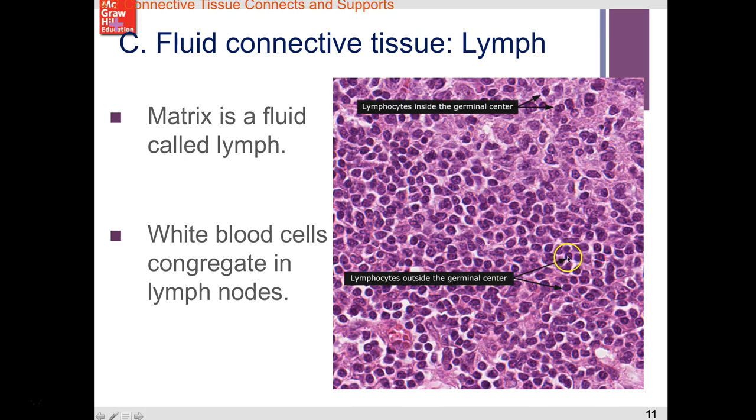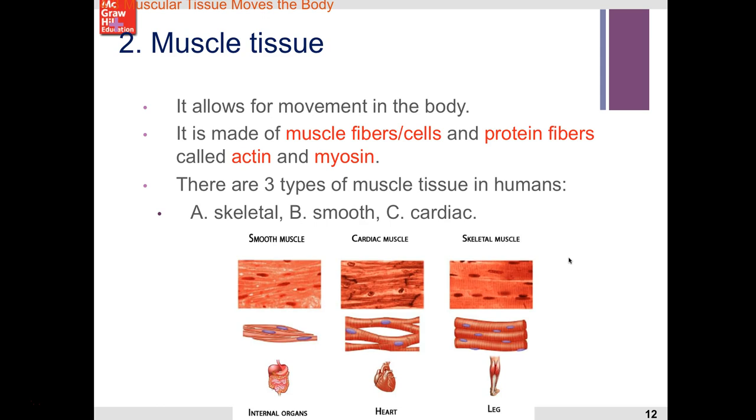That's a type of white blood cell. You can see that there's many in this region to fight that pathogen that's causing the infection or sickness.